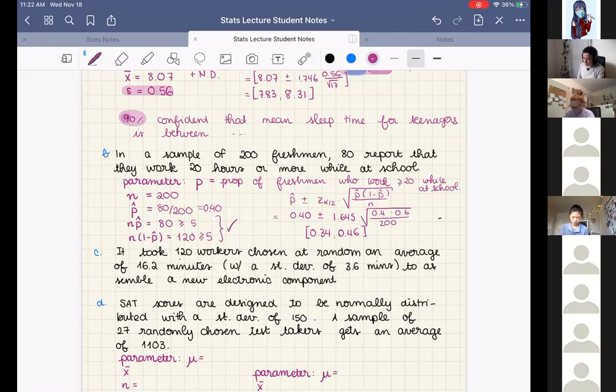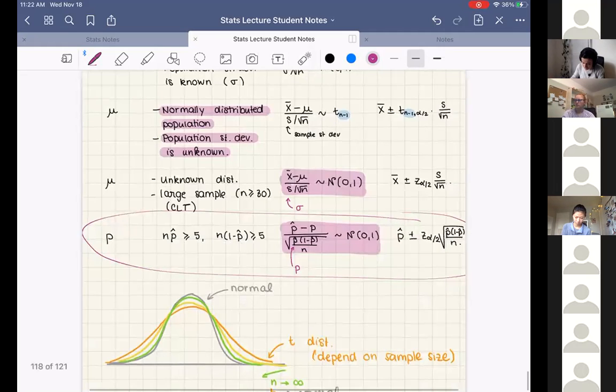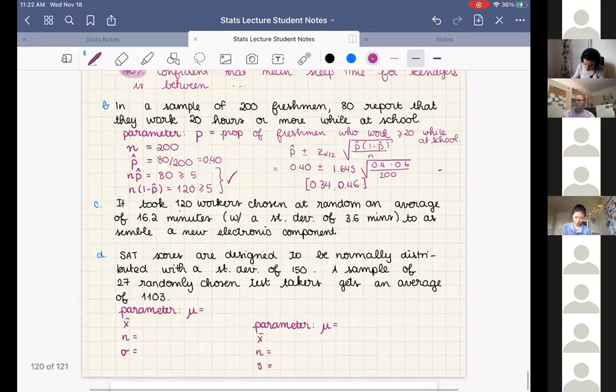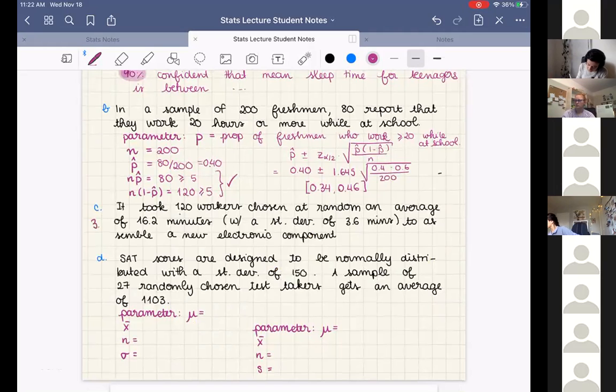Okay. I'll just give the answers for C and D. So in C, you have to use the third formula. And the justification is that 120 is larger than 30. Whereas in the last case, you have to use the first formula. And the reason is that you have the standard deviation for the original population.